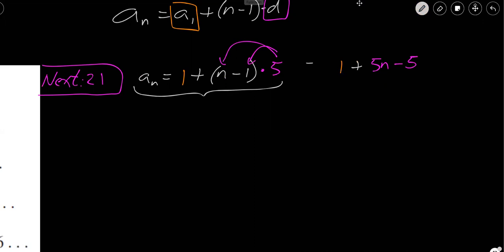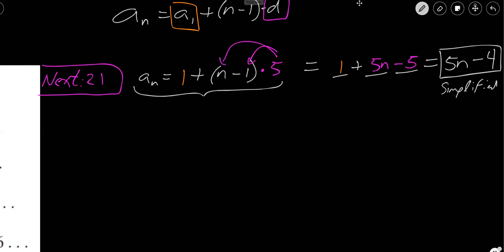And what I can do, these are equivalent, is now I can combine like terms. 1 minus 5 is going to be -4. And then I've got the 5n that I can't really do anything with. So kind of a simplified version of this is 5n minus 4. And you can do that with any of these arithmetic sequences.